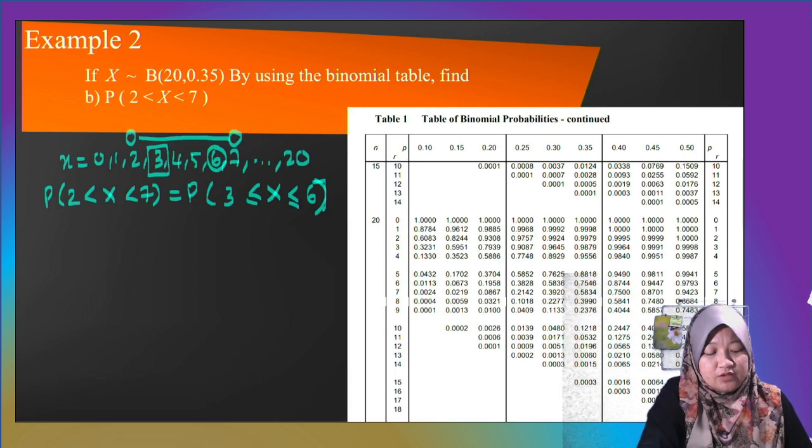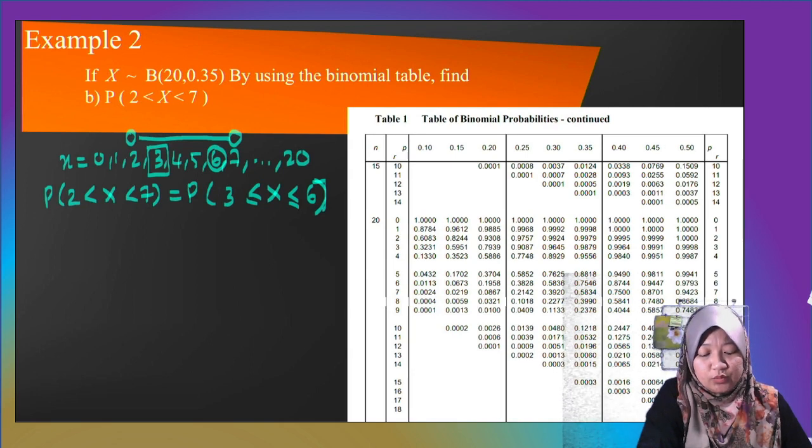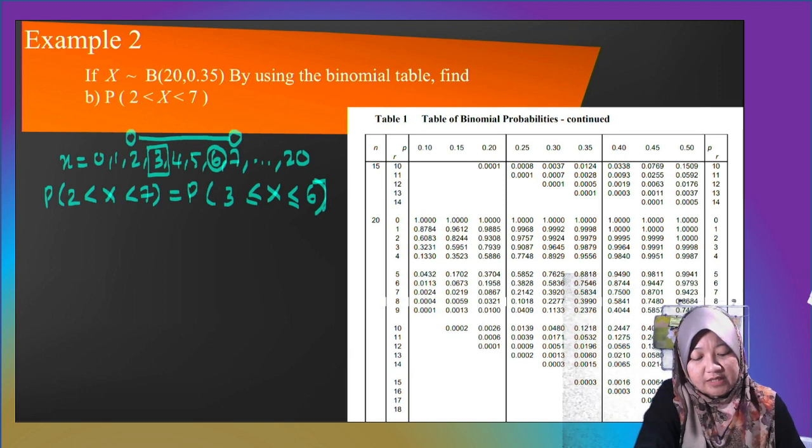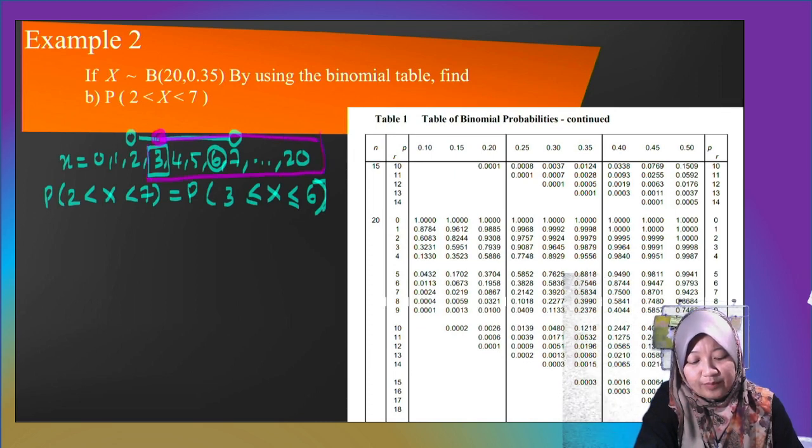Okay. So, untuk ingat tadi, untuk guna table, kita mesti gunakan formula greater than or equal to. So, macam mana kita nak dapatkan dia? Okay, tengok dekat sini, kita kena ambil kawasan yang lebih besar. Kawasan yang lebih besar mestilah bermula daripada bawah lah. Kita kena ambil 3 dan ke atas. Kawasan ni lebih besar. So, dia adalah probability X greater than or equal to 3.